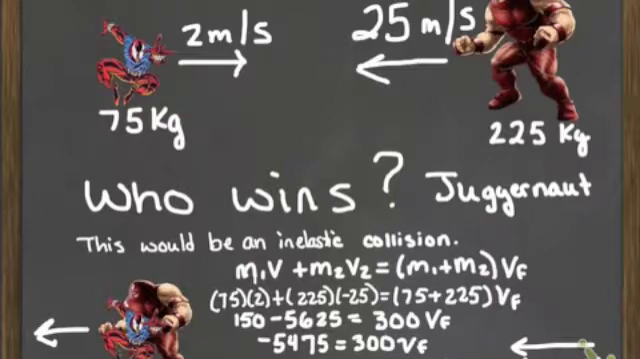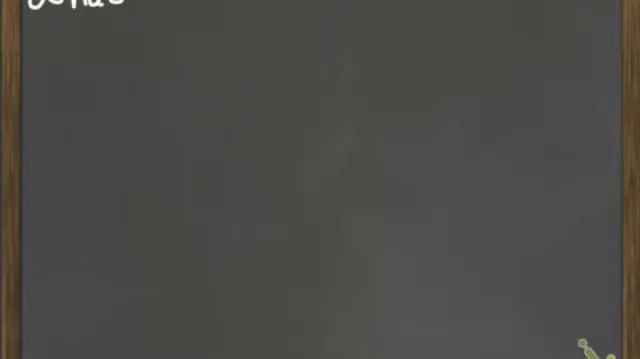So the Juggernaut ends up slamming into Spidey and just carrying Spidey off to the left-hand side at a speed of 18.25 meters per second. That's an inelastic collision. They stick together, okay? Let's look at an example of an elastic collision. That's going to be a little harder to find with the Juggernaut because he's so big.